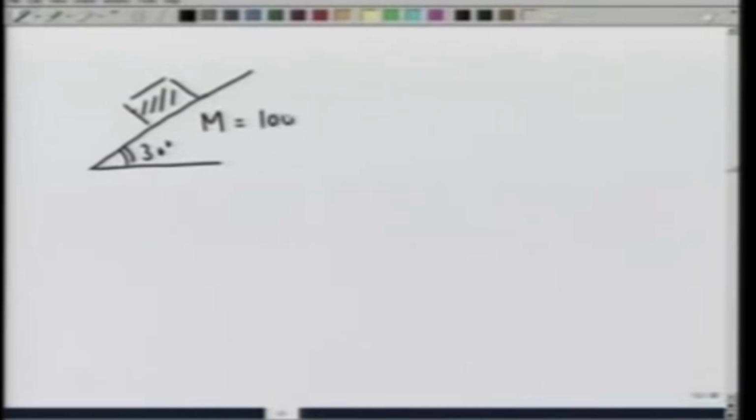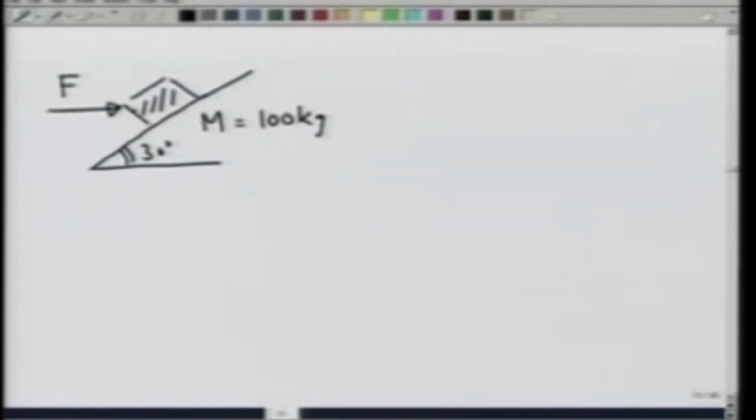Second example, let's take the case where, again, I take a ramp at 30 degrees from the horizontal, put a block here of mass m equal to 100 kgs, and apply a force in this direction, F.